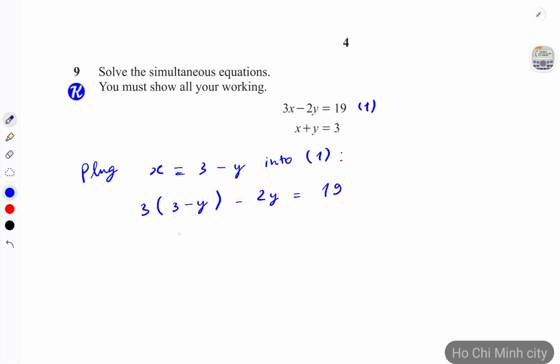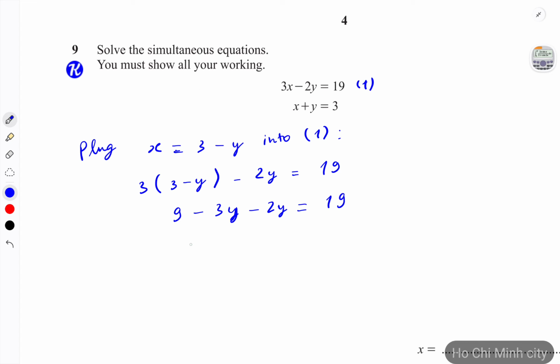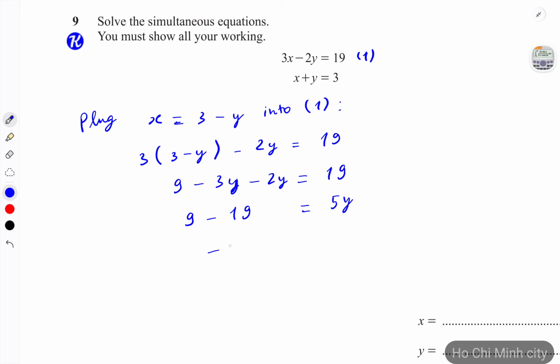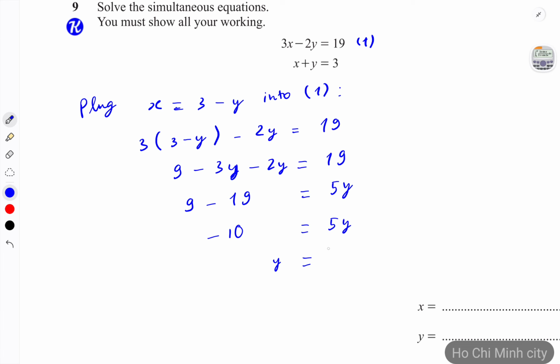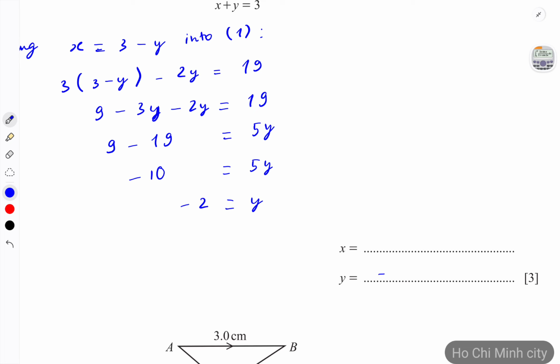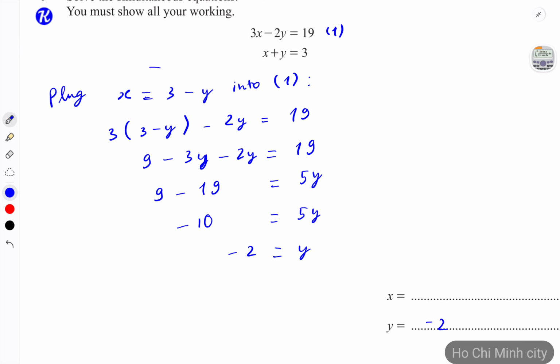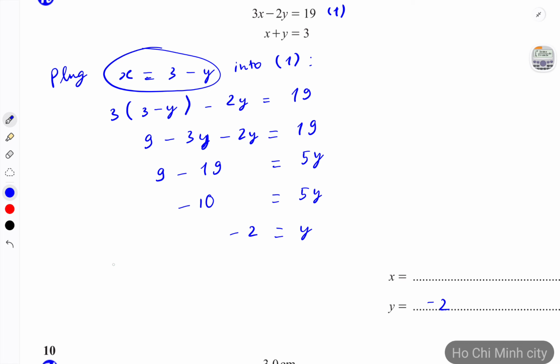So 3 times 3 is 9, minus 3y, minus 2y is 19. All right, so 9 minus 19 is going to be 5y. So that is -10 equals 5y. So we can say that y is -2. All right, so the answer is y is -2. And how about the x? Because x is 3 minus y, right? So x is 3 minus -2, which is 5.